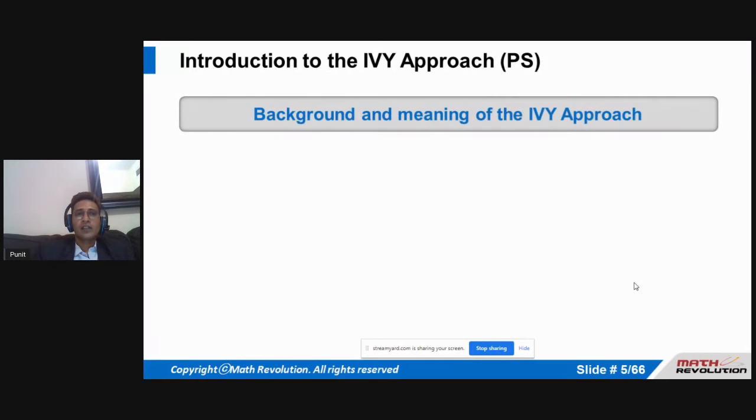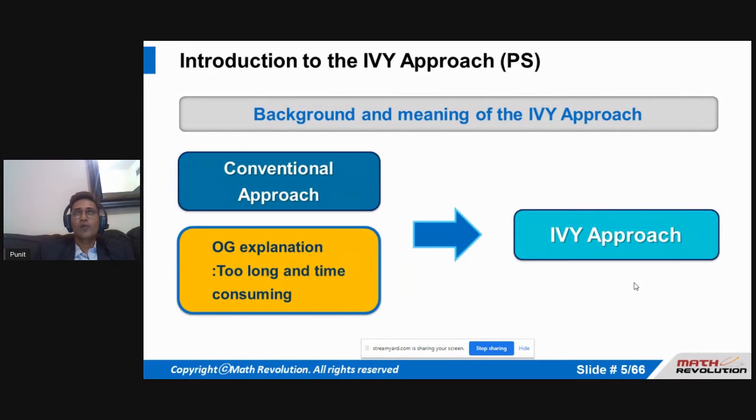And I'll start with the introduction to the IV approach. What is its background? What made us come up with this IV approach exactly? What was it that made us think of not solving through the conventional approach? Time was one reason, yes, definitely, because it was taking a long time to solve a particular question through a conventional approach. But again, what is the meaning of IV? Everything is something we will talk about.